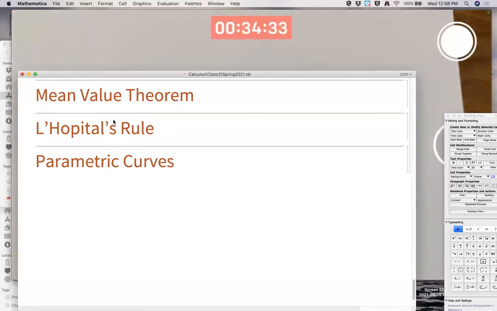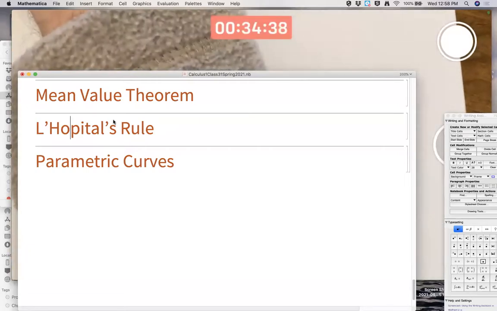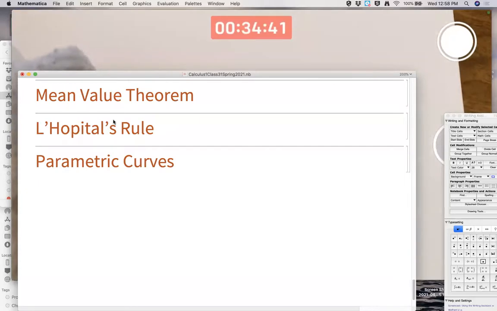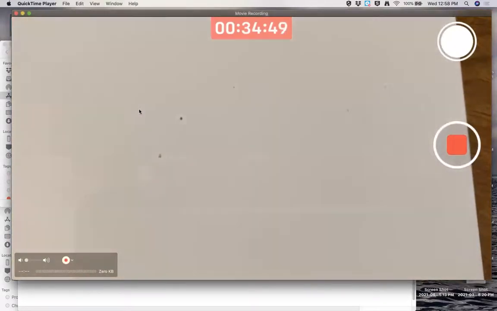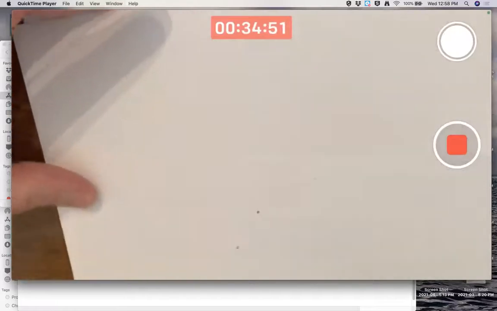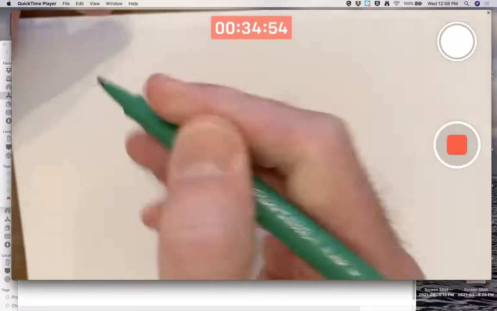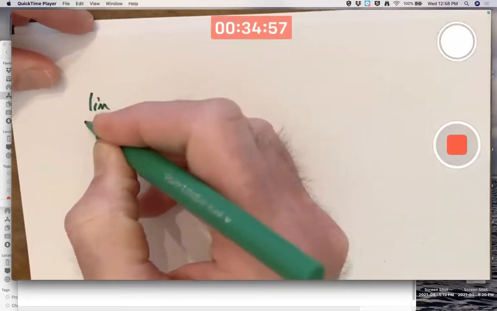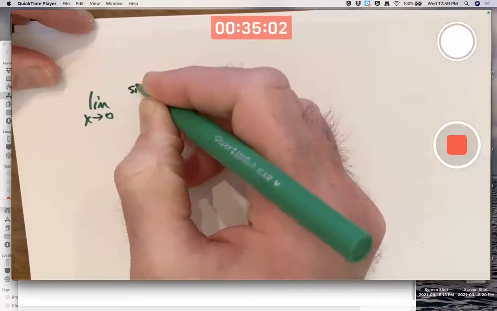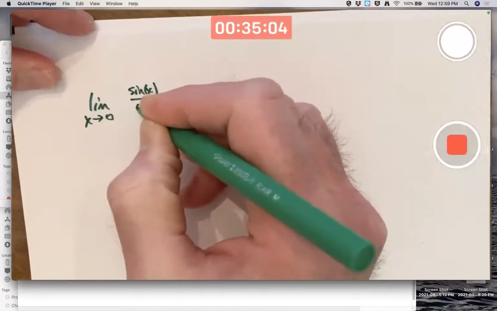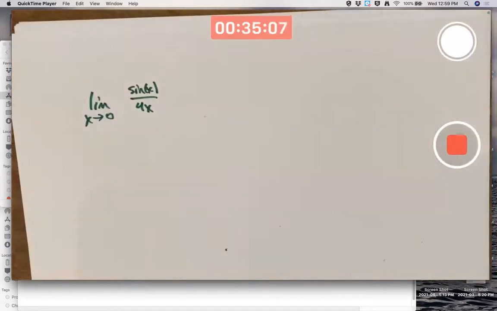L'Hopital's rule is a method for computing certain limits. And as far as today goes, we'll just do a few basic examples. You'll find more examples that are harder in the reading. But because we're low on time today, we'll just do some basic examples. Let's say we wanted to compute the limit as x goes to 0 of sine of x over 4x, if this limit exists.